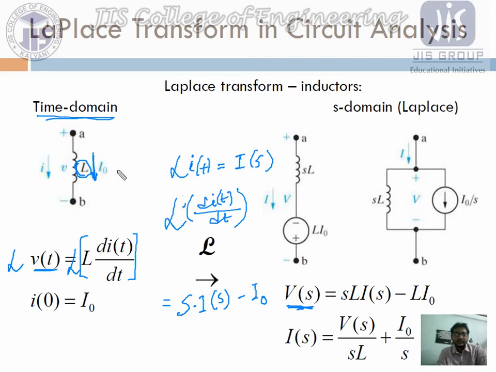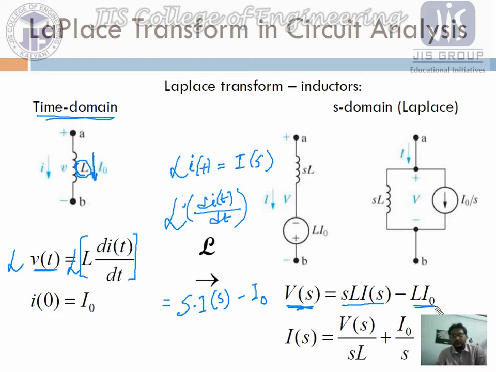So what is the initial current? That was I0 amount of current. So we have to subtract that initial value of this function. So for V of s, we can take a common L, so s will be multiplied within that whole portion. So it will be L into s into I of s, that is L s I of s minus L into I0, this term.